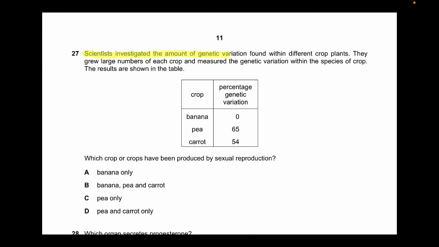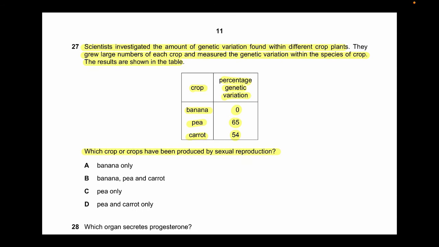Scientists investigated the amount of genetic variation found within different crop plants. They grew a large number of each crop and measured the genetic variation within the species of crop. The results are shown in the table. Crop, for example, banana: percentage genetic variation 0. Pea 65. Carrot 54. Which crop or crops have been produced by sexual reproduction? Since banana does not have any genetic variation, definitely asexual reproduction. And pea and carrot have genetic variation, so definitely sexual reproduction.